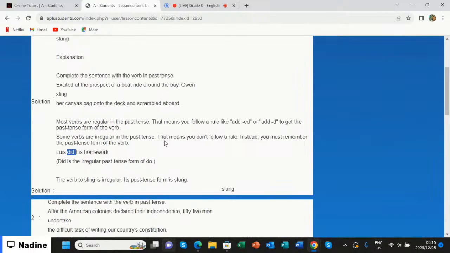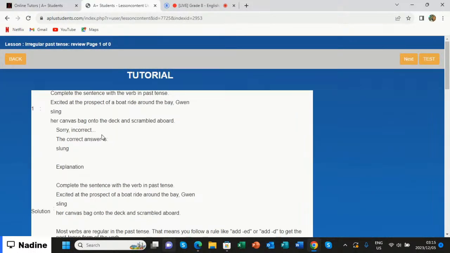All right. If we look at our activity, it says you need to complete the sentence with the verb in the past tense. So excited at the prospect of a boat ride around the bay, Gwen sling her canvas bag onto the deck and scrambled aboard. So the word sling, we need to change that word to the past tense form. Irregular verb.